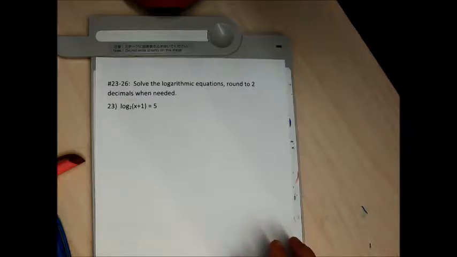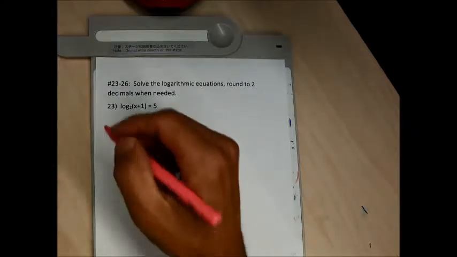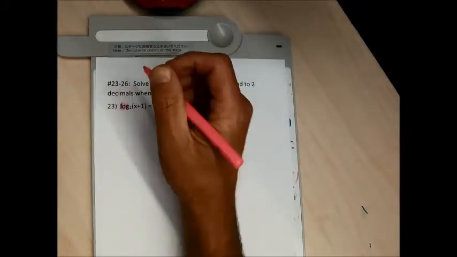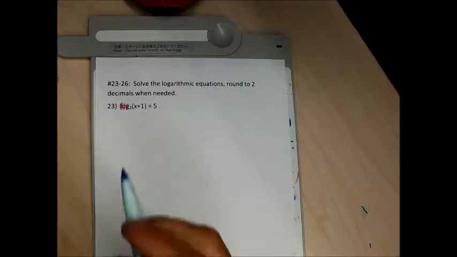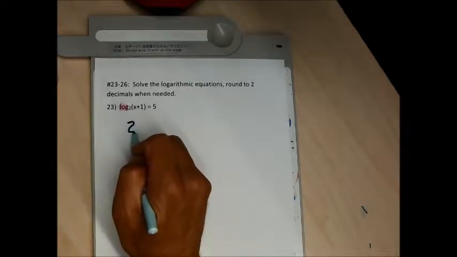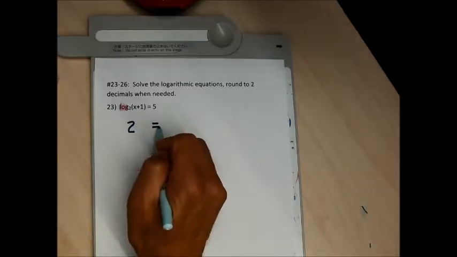All right, so for 23 through 26, I'm going to have to get rid of the logarithms. On 23, when I cross out the logarithm, I'm going to create an equation that has an exponent. The 2's going to stay on the left-hand side. The equal sign's going to stay where it's at.